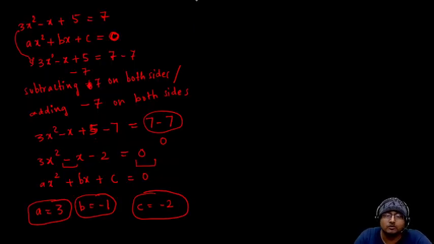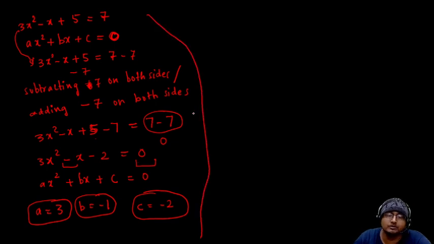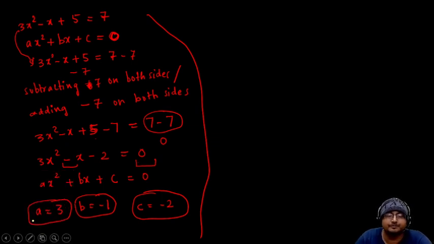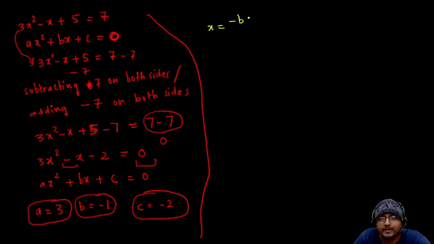So we know the formula method, so we'll directly substitute these values in the formula. So what is our formula? You tell me what our formula is to find the roots of an equation. x is equal to minus b plus or minus under root of b square minus 4ac divided by 2a. So this is the formula method.